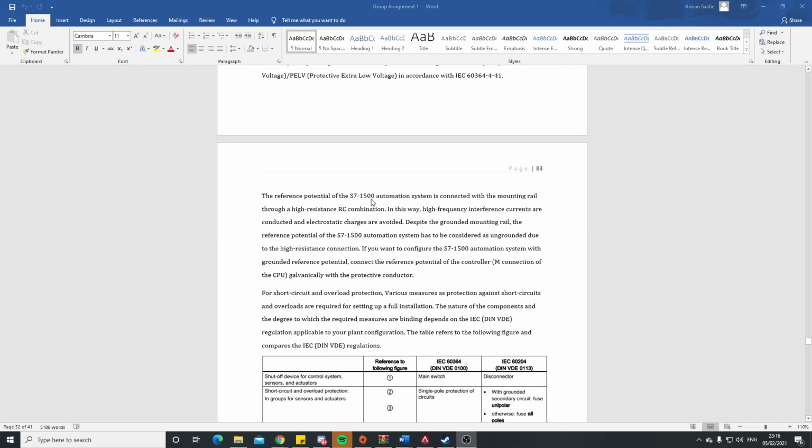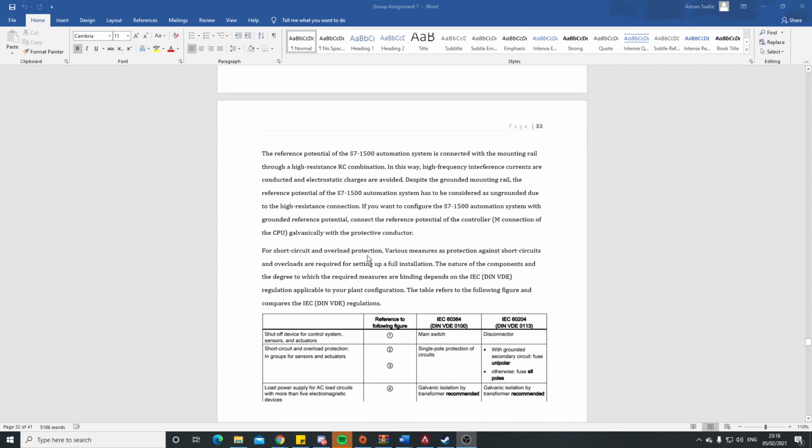The reference potential of the CPU automation system is connected with the mounting rail through a high resistance RC combination. In this way, high frequency interference currents are conducted and electrostatic charges are avoided. Despite the grounded mounting rail, the reference potential of the automation system has to be considered as ungrounded due to the high resistance connection. If we want to configure the automation system with grounded reference potential, connect the reference potential of the controller, the M connection of the CPU, galvanically with the protective conductor.